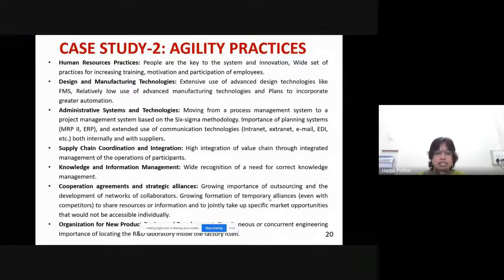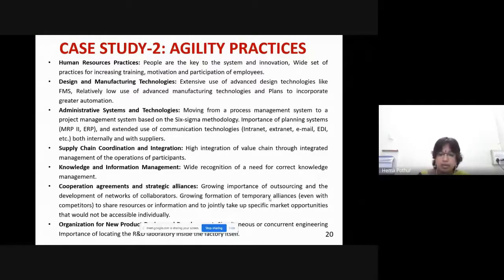And in the administrative systems, because there is a much smaller structure of employees, they have implemented the Six Sigma methodology, and they have extended the use of communication technologies like continuous flow lines within the shop floor to the suppliers, and supply chain coordination. And slowly they have incorporated a knowledge information system. Thereby, they could attain agile manufacturing, but still, it's not there. Still, it's not there, because not much higher deviation has taken place in this particular industry.